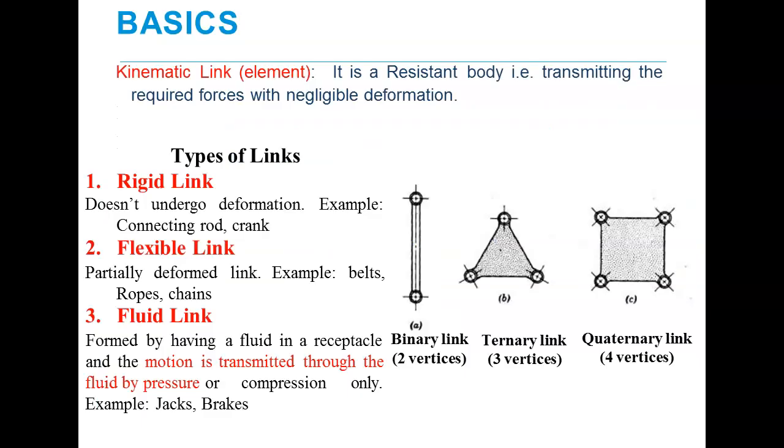If you take the next case, another basic we touch on is kinematic links and what types of links there are: rigid, flexible and fluid links. Based upon the types of joints and count of the joints, we classify them into binary, ternary and quaternary. Binary means we have 2 joints, ternary means we have 3, and quaternary means we have 4. Rigid means it doesn't undergo deformation. Flexible means it undergoes partial deformation, and in case of a fluid link it undergoes complete deformation.